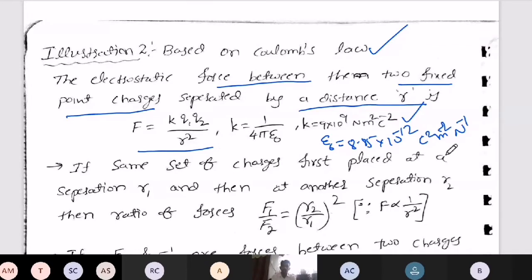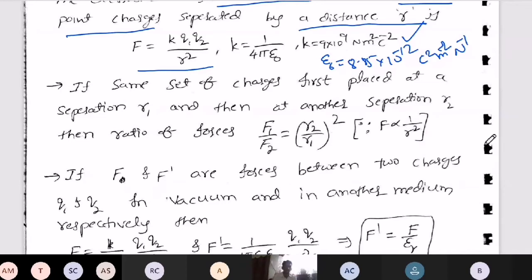That is the permittivity of free space. Now, based on Coulomb's law, how can the questions be asked? Suppose the same set of charges are first placed at a separation r1, two charges separated at a distance r1 first. Now the force between them is F1. Now take the same charges, now kept at another separation r2. As the distance changed, the force also changes. Now consider the new force F2. So in the initial case the force is F1 and in the final case the force is F2, where the charges are the same but the distance is different.